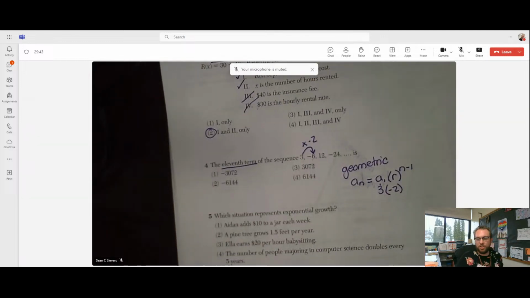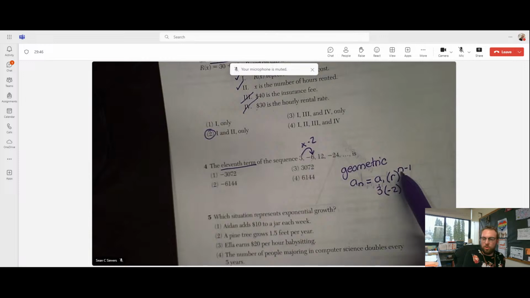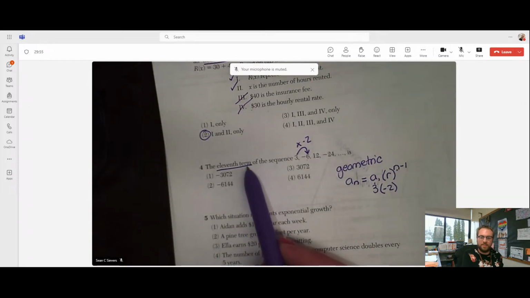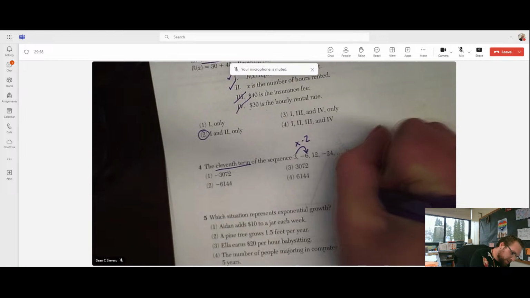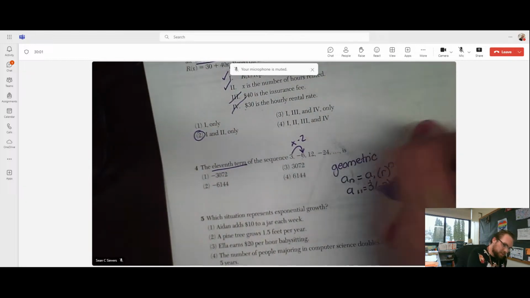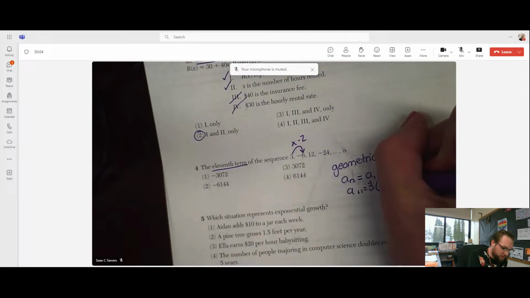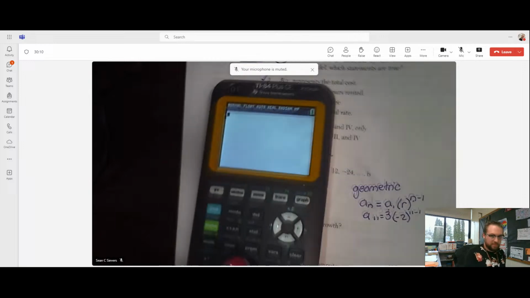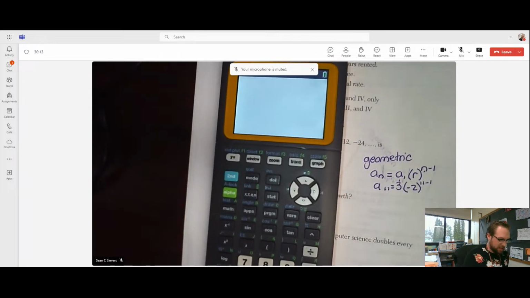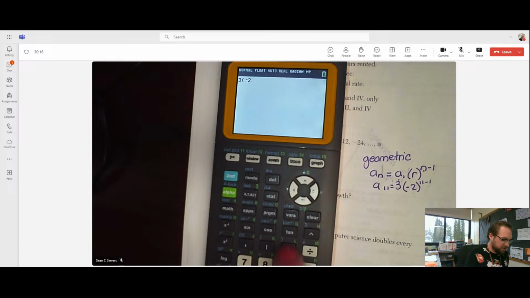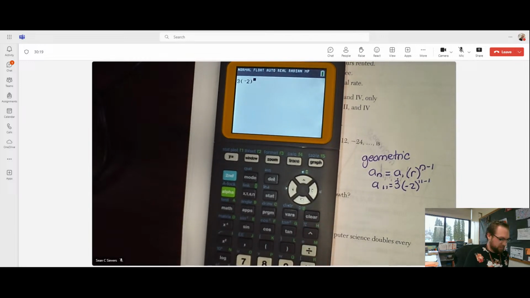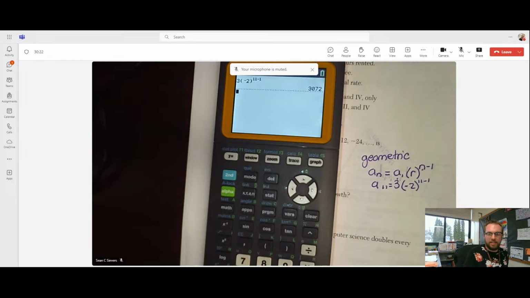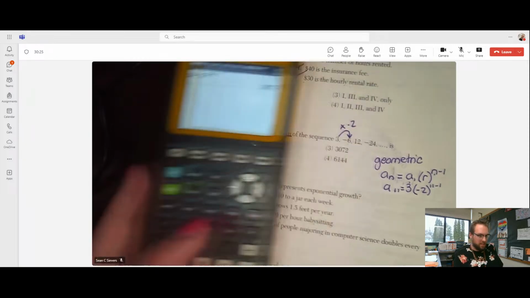So we're going to plug in -2 for r. And then we have one more variable left in our formula, and it's n. N is the term number. So because it's asking us to find the 11th term, I'm going to do a sub 11 equals 3 times -2 raised to the 11 minus 1. And then I'm going to go right over to my calculator, and I'm just going to type this right in. So 3 parenthesis -2 caret 11 minus 1. Enter. And we should get 3072.